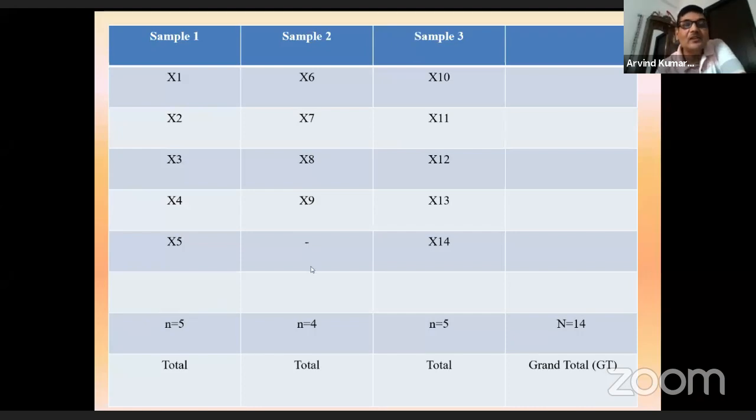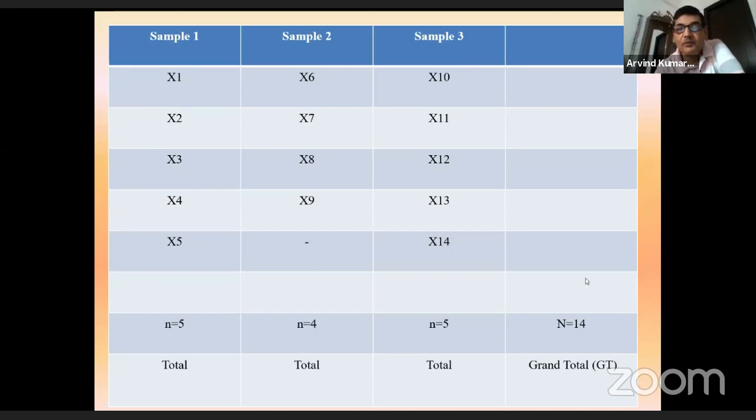Then there is another sample. Here also you have values like x6, x7, x8, x9. The total number of cases considered here is 4. Then its total you can obtain, and the average value can also be calculated. Likewise, in sample 3, there are again 5 cases. So we have to arrange the data in this manner in the form of columns, and their number of cases and total will have to be known.